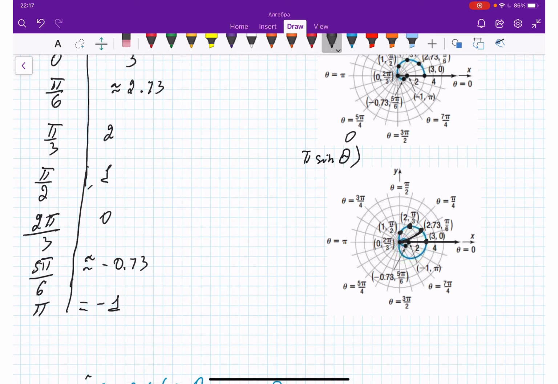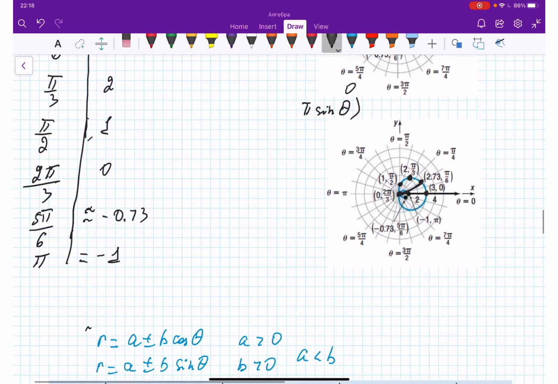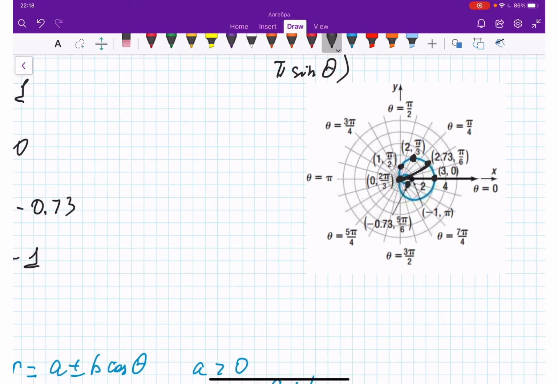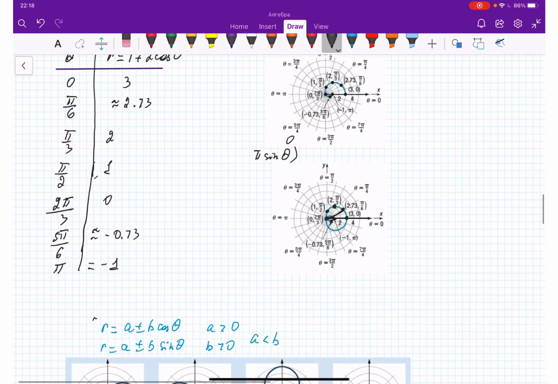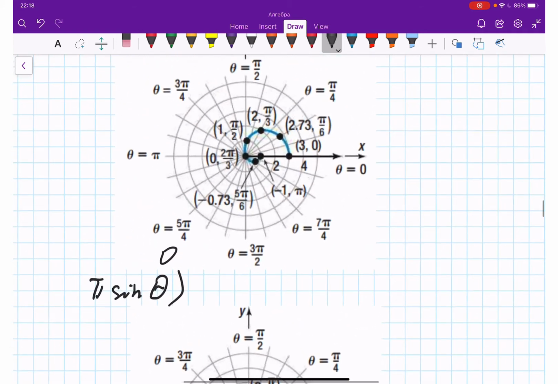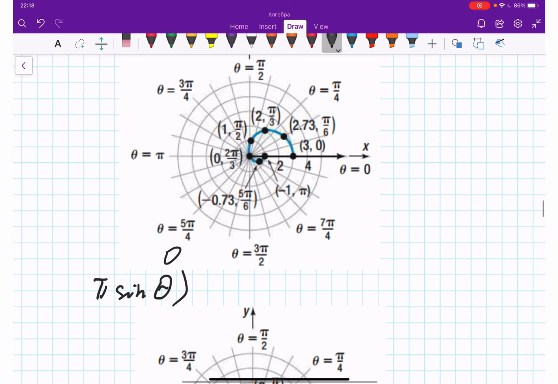And then 120 degrees, it's falling on 0. Okay. And 5 pi over 6, falling on negative 0.73. It's right here. And pi is equal to negative 1. Right here, pi and negative 1. Okay. And here it is showing the same thing step by step, how the graph works. You can see all these points much better here. All right.